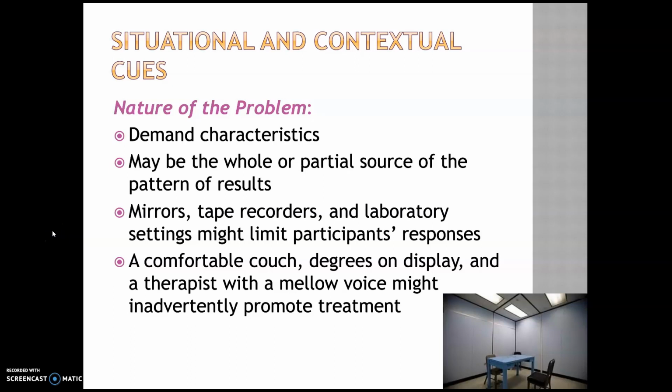Another potential source of bias or confounds or artifacts, however you want to describe it, is the situation, so the actual environment of the research. This falls under a term called demand characteristics. Essentially, it is how the environment can shape how people respond. I use the example in the bottom right of a police interrogation room.